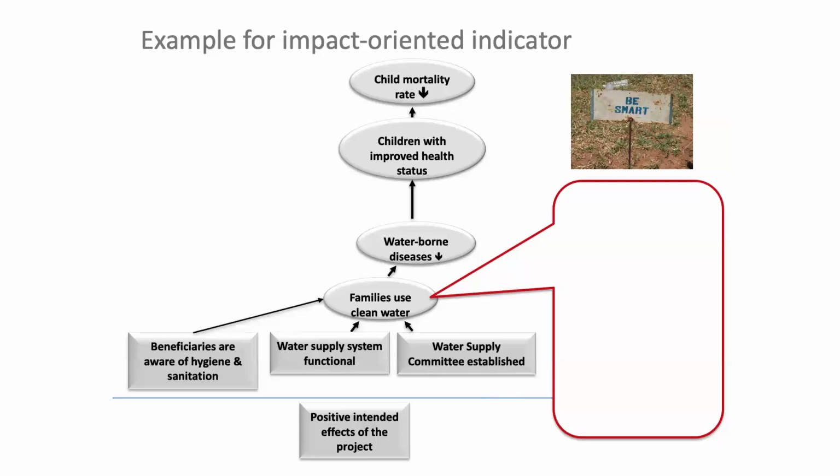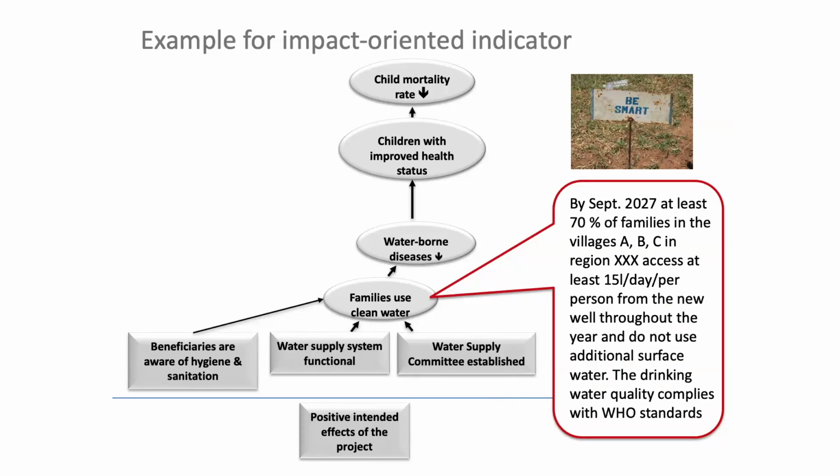And such an indicator could be formulated as follows. One example. By September 2027, at least 70% of families in the villages ABC in region XXX access at least 15 liters per day per person. We know that this is the minimum for surviving from the new well throughout the year and do not use additional service water. Yes, and clean water is already defined here. The drinking water quality complies with WHO standards.